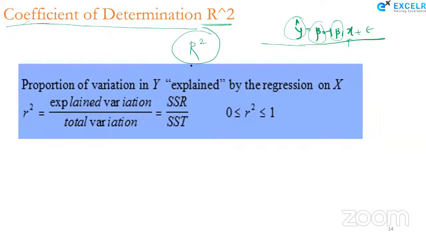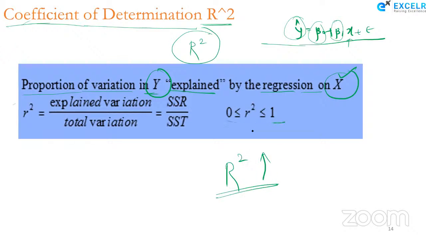Now R square value is nothing but the proportion of variation in y, or your target variable, explained by regression on the input variable, which is the x variable. So by doing regression on x, how much proportion of variation in y is this x variable able to explain? That is what your R square indicates, and the higher the R square value, the better the model is. R square value always lies between 0 and 1.